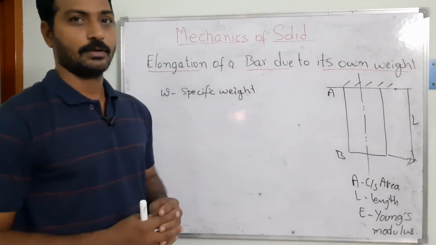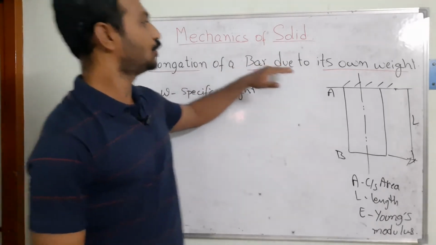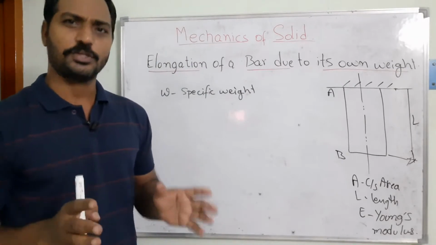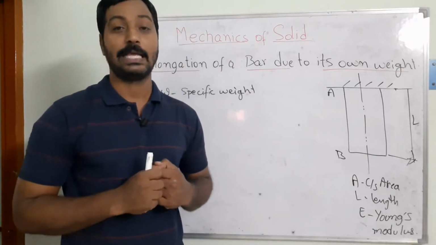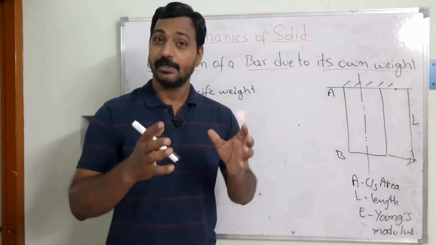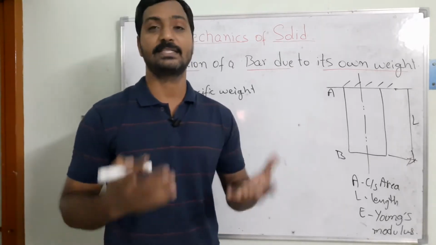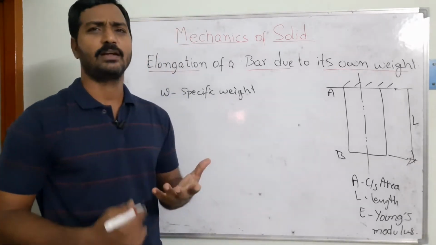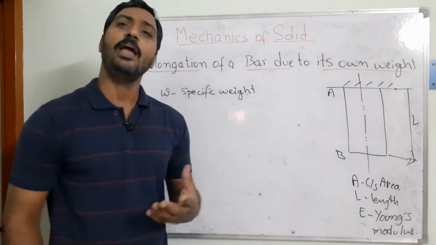In this video lecture, we are trying to learn the elongation of a bar due to its own weight. Most of the time in engineering construction, the self-weight of the component is neglected, and only the payload is considered when designing the structure of the system. It may be a mechanical system, a civil structure or an electrical system. But in this case, we need to find out, if the self-weight is there, how it is going to elongate.